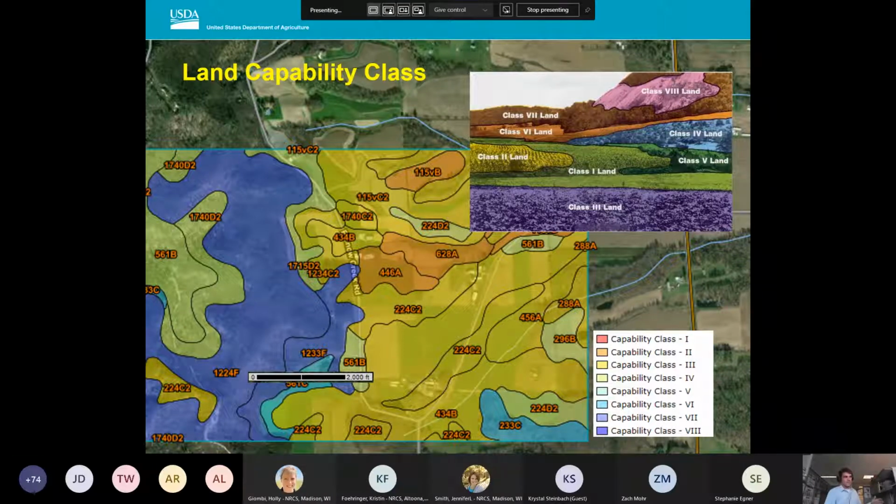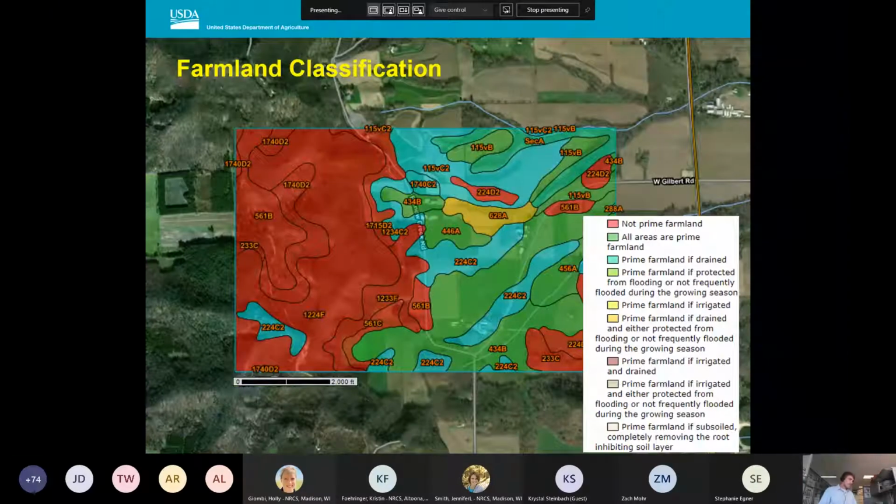So the way I would use this would maybe just be to get a general idea of a property that you're looking at and its potential, but it's not going to help you come up with a specific cover crop mix or anything like that. It's more of just a general idea of the inherent properties of the soil and their potential.